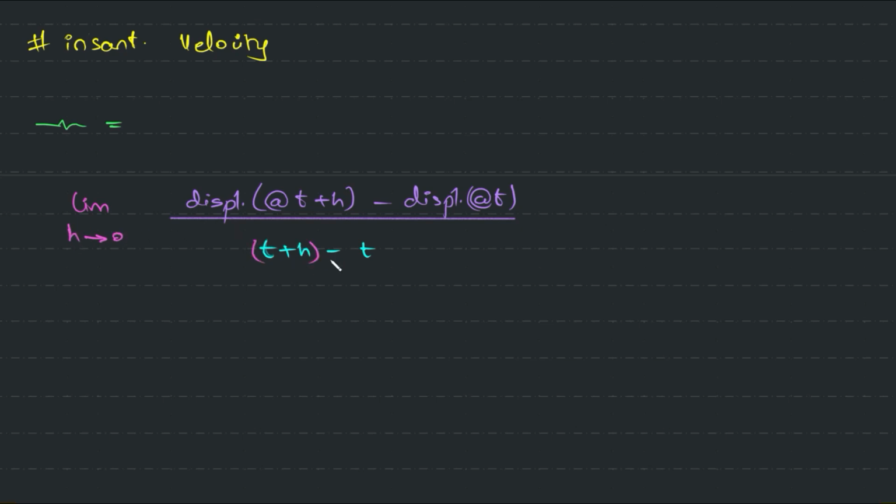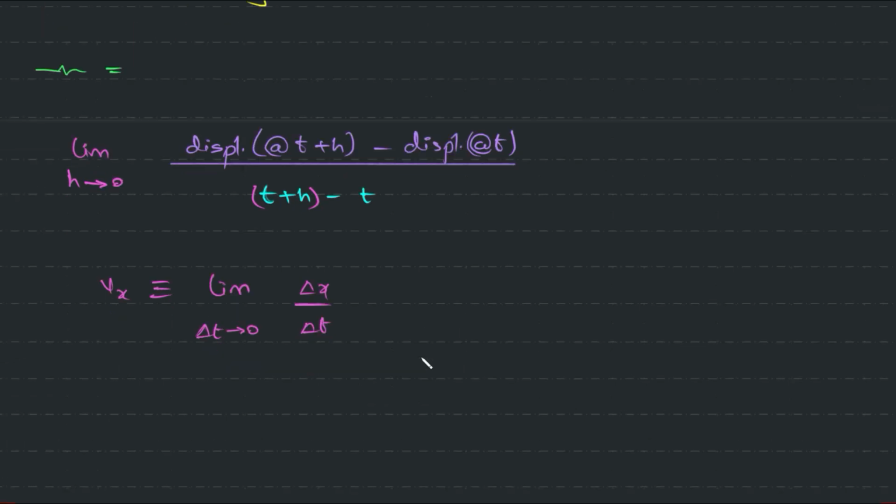We have seen this in speed as well. So this comes from the concept of limits, derivatives and first principle. I can also rewrite all of this in a very simple manner: limit delta x by delta t as delta t tends to 0. As simple as that. So this is one more way of discussing that.